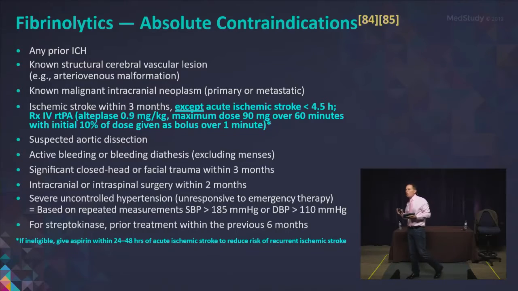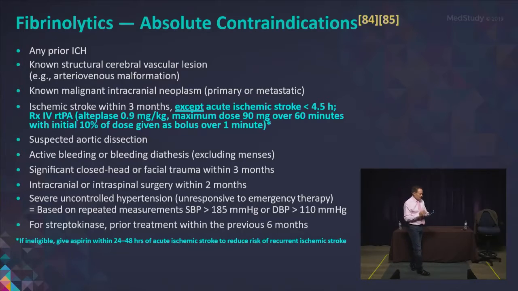So firstly, what are the absolute contraindications to giving fibrinolysis? Any prior intracranial hemorrhage, known structural cerebrovascular lesion, known malignant intracranial neoplasm, ischemic stroke within 3 months, except, of course, an ischemic stroke that you're seeing under 4.5 hours, because now we are actually treating that with IV rtPA. Okay?